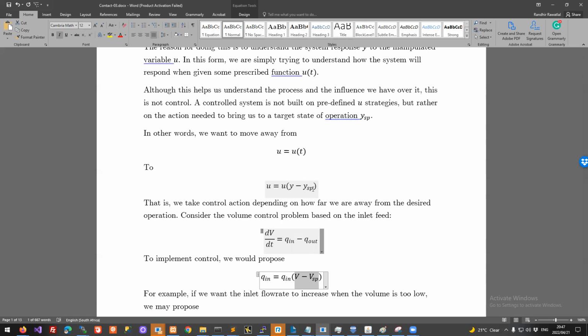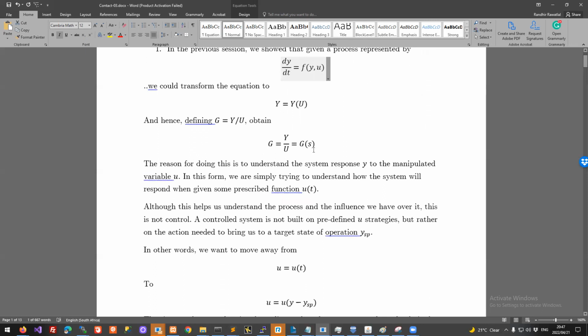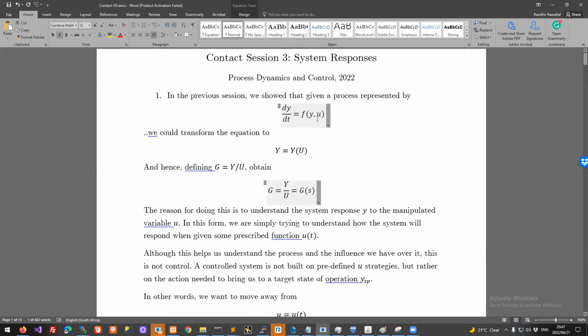Now, what we need to understand then is the relationship between the state variable and the manipulated variable u.